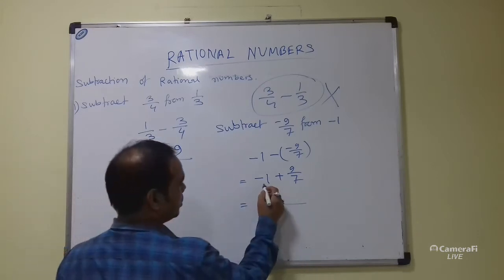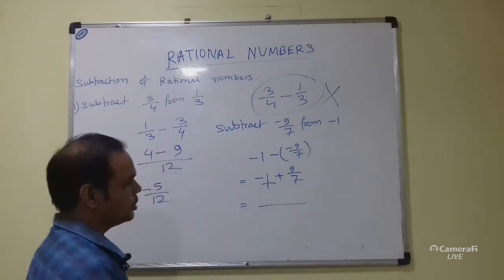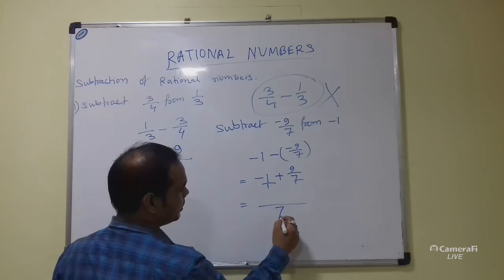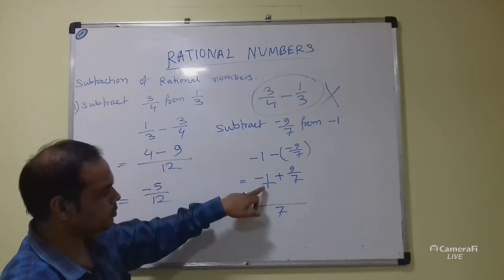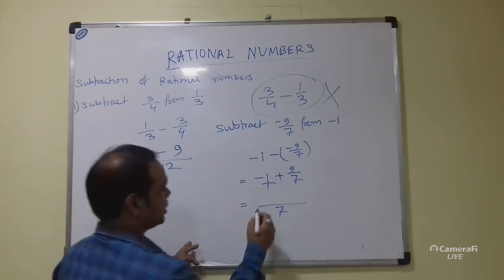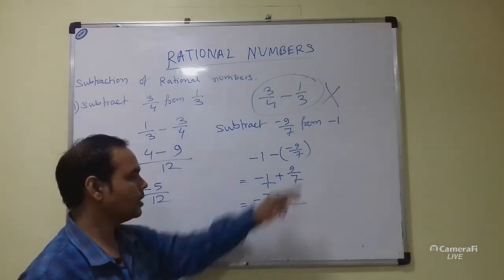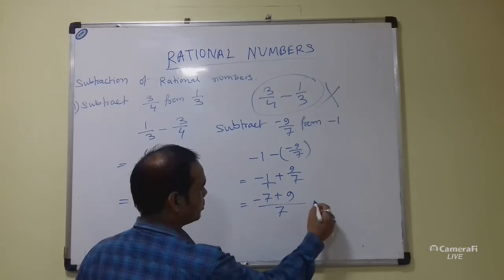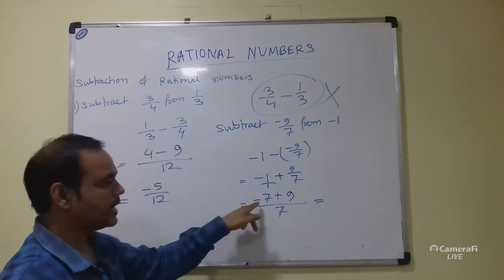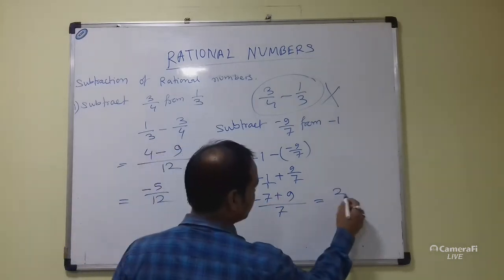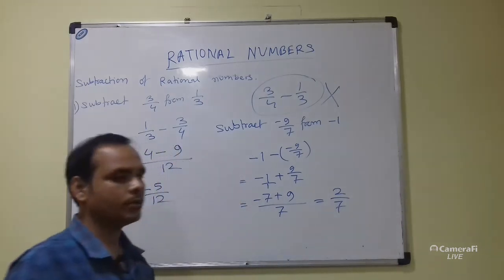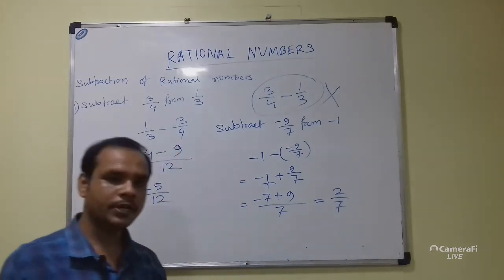Here suppose the denominator is 1, so the LCM of 7 and 1 is 7. When we divide 7 by 1, it will be 7, and 7 multiplied by minus 1 is minus 7. 7 divided by 7 is 1, and 1 multiplied by 9 is 9. So the answer will be plus 9 and minus 7, which is 2, so 2 by 7 is the answer. I hope you understood, students.